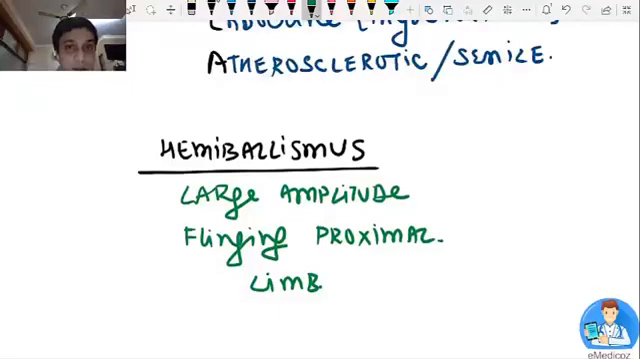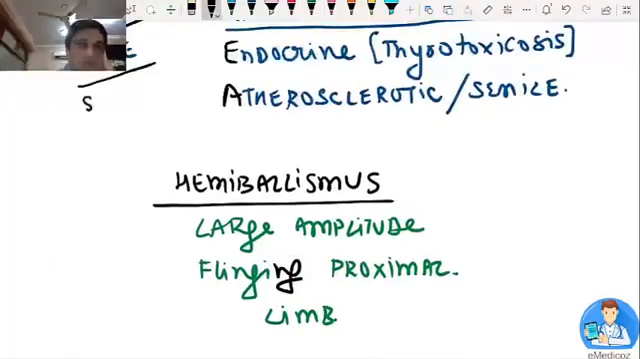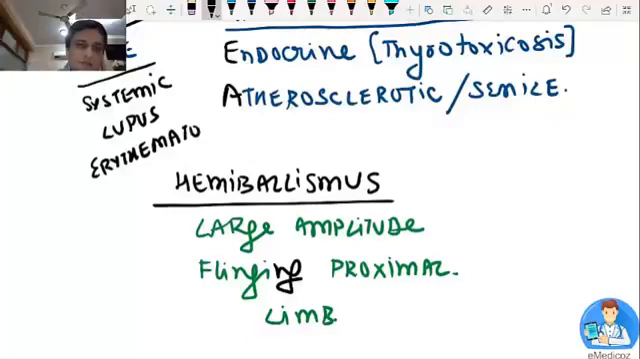Okay. SLE, people are asking me the full form of SLE. Oh my God. Systemic lupus erythematosus. There should be a spell check like a mobile in my writing also. Sorry. Poor in English, Hindi medium. Systemic lupus erythematosus. Okay.